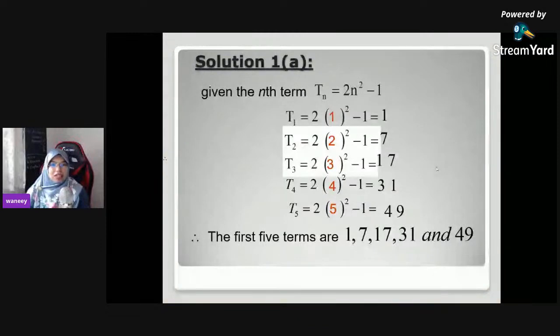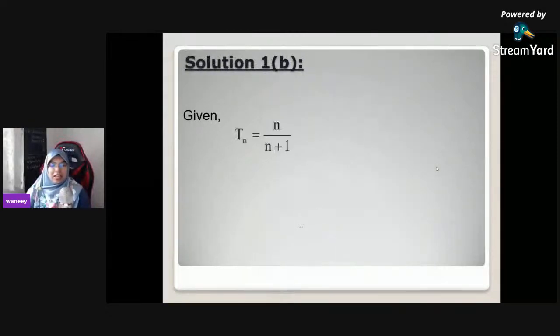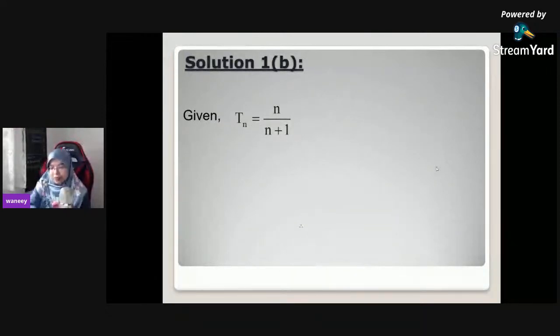Okay, so now I have 1b. So Tn is equal to n over n plus 1. So I give you 1 minute to do this one. Get the first 5 terms for this. 1 minit bermula daripada sekarang.